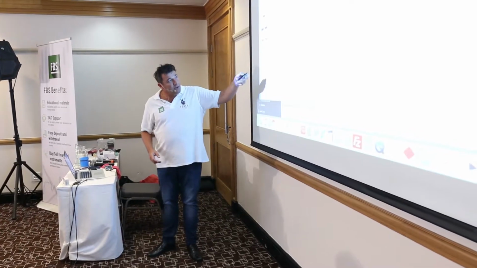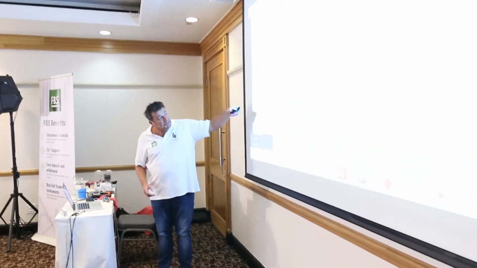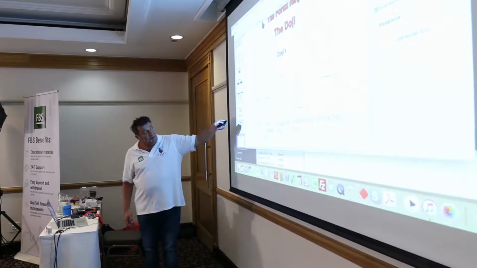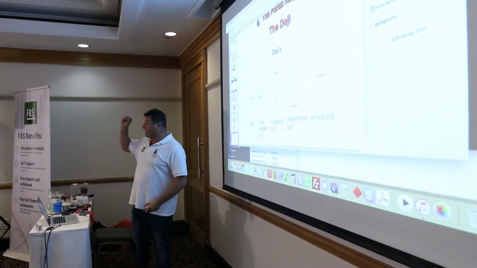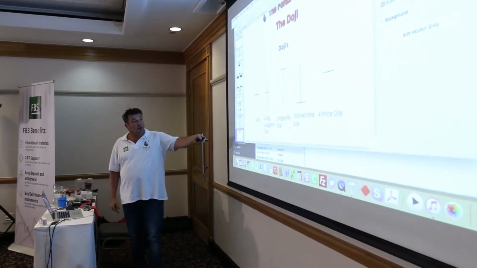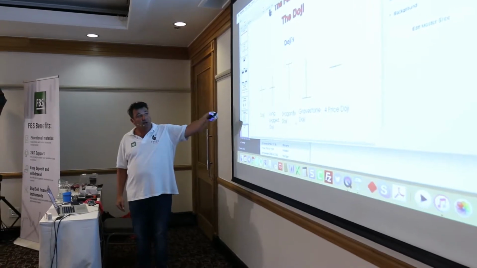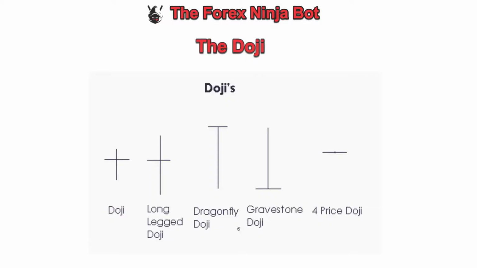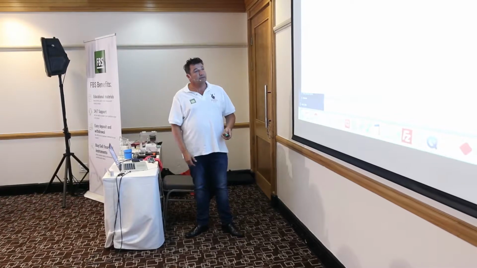This is the one that we're going to be concentrating on. It's when the open and the close price are basically the same, so there is no body. So this is a long-legged doji. The longer the shadows are, the bigger the chance is that the currency is going to reverse and change direction. This is a dragonfly when it's at the top, and this is a gravestone when it's at the bottom of a trend.